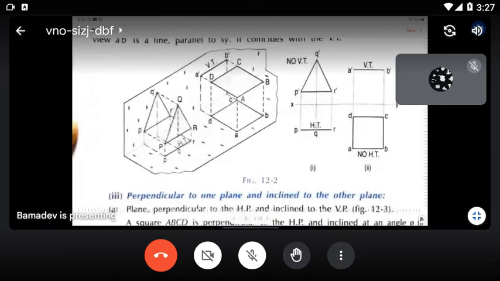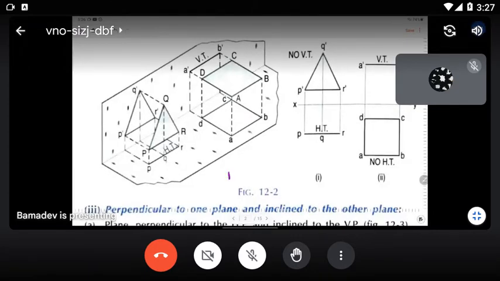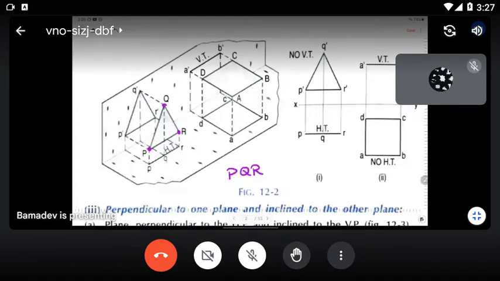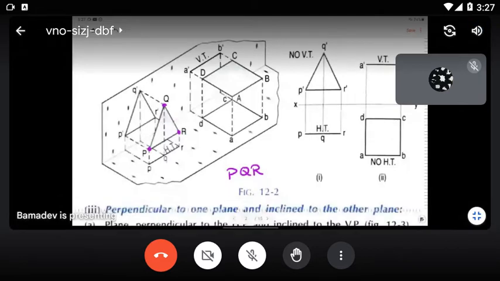So here two examples are shown. The triangular plane PQR. This is the triangular plane. This is perpendicular to which plane and parallel to which plane? Perpendicular to the horizontal plane and parallel to the vertical plane.